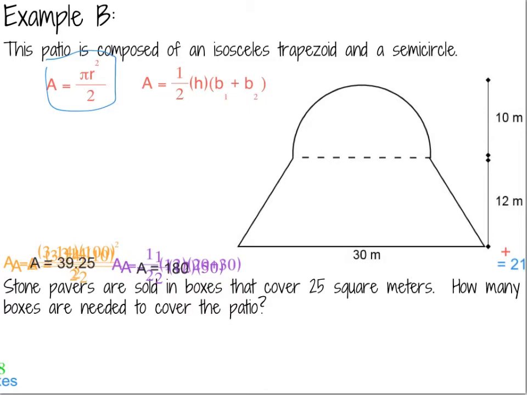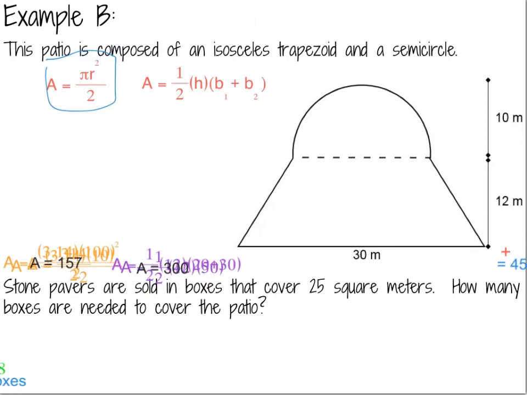So let's start with the semicircle. So for my semicircle, I need pi, which is going to be 3.14. I need the radius, and I need to square that and divide by 2. So right now, looking at my object there, I don't have a radius. Nowhere does it tell me how much the half the circle is. It doesn't really give me a whole lot of measurements there at all.